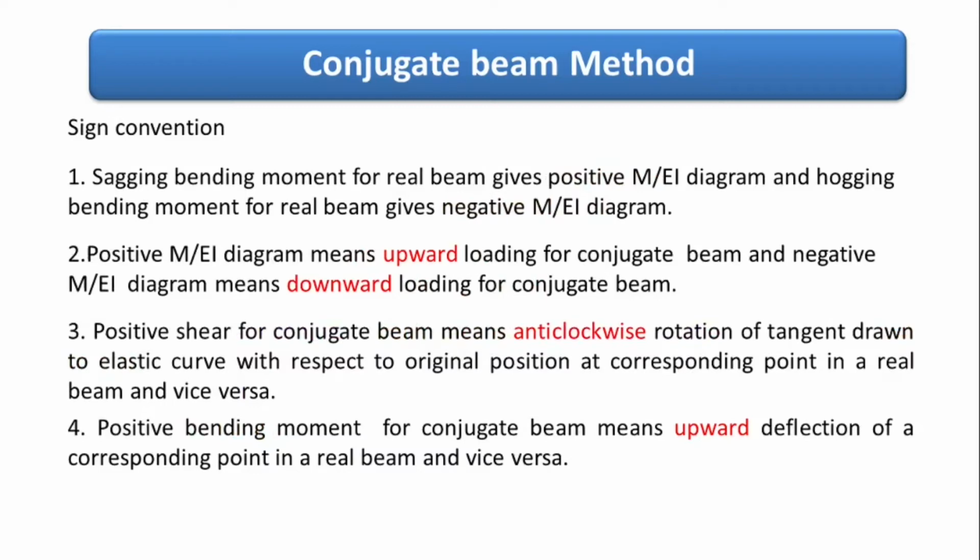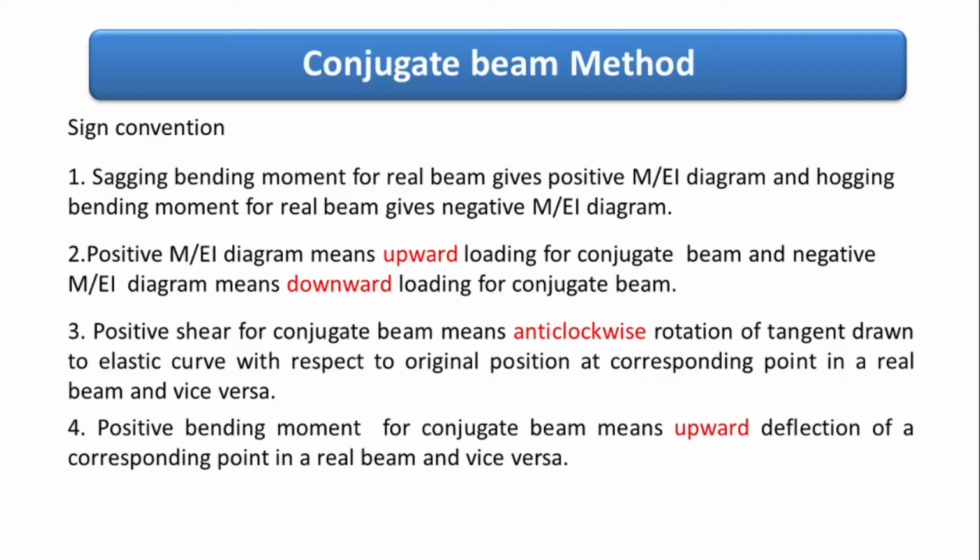Now some sign conventions here. For sagging bending moment of the real beam, use the positive M by EI diagram, and for hogging bending moment of the real beam, use the negative M by EI diagram. Then a positive M by EI diagram means upward loading on the conjugate beam, and a negative M by EI diagram means downward loading on the conjugate beam.